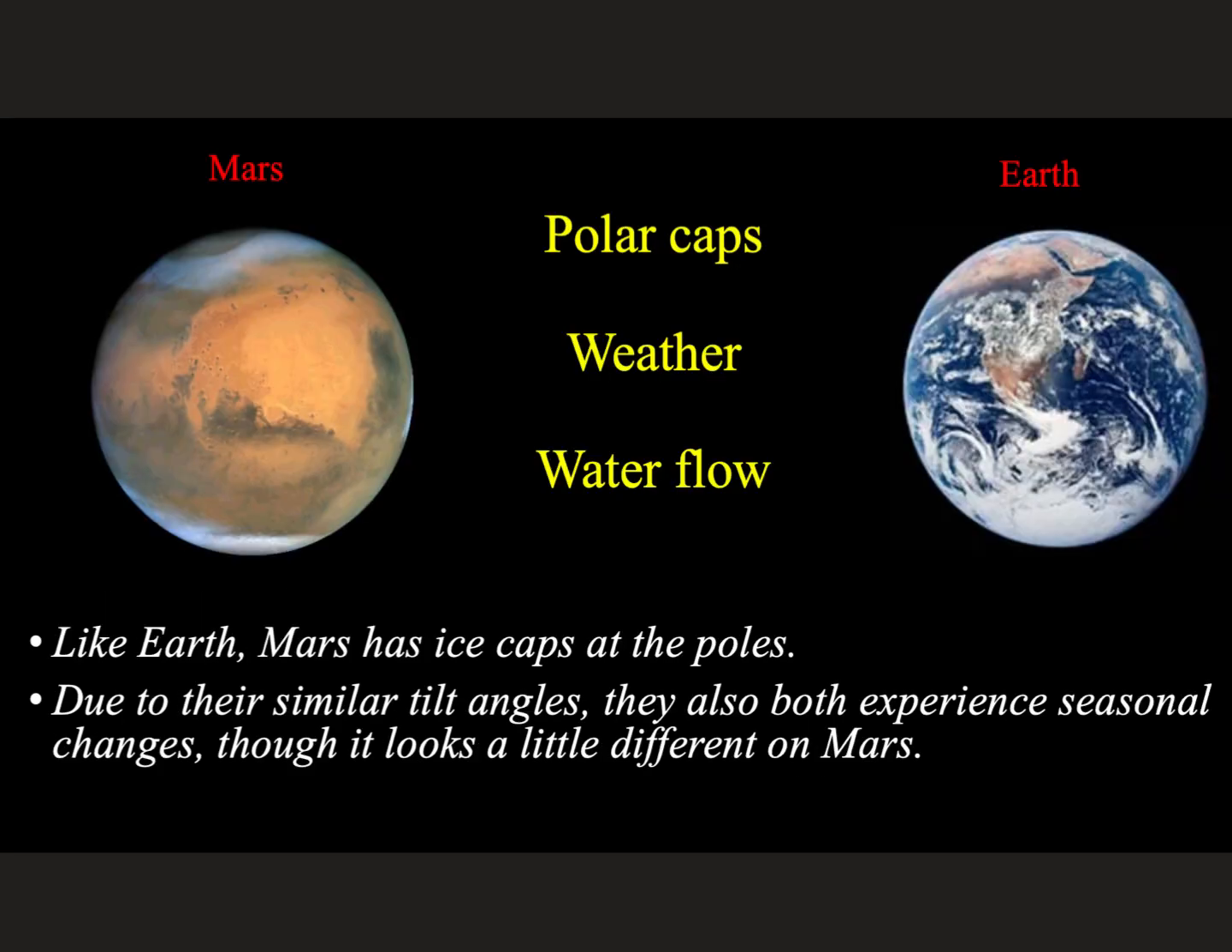Earth and Mars have polar ice caps in common. They both have similar tilt angles and thus have similar seasons and weather, though much of Mars's weather is dust and wind related. Water exists on Mars, not as liquid on the surface, but in other forms we'll look at now.